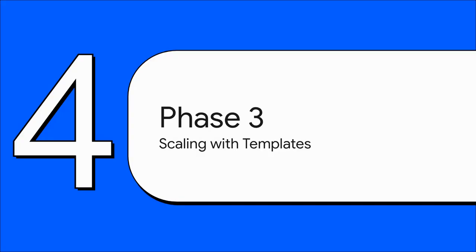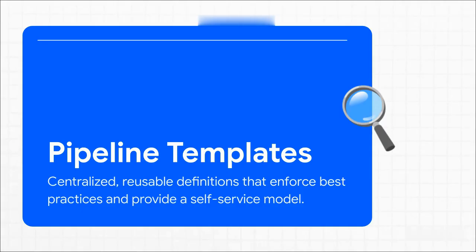Okay, so you've built safe, reliable pipelines. What's next? The final phase is all about scaling that success across your entire organization. It's about turning what you've done into a true, reusable platform. The key technology that unlocks this is pipeline templates. So instead of every single team building their pipeline from scratch, you provide these centralized, reusable templates. They enforce all your security rules and quality best practices, while at the same time giving developers a really simple, self-service way to get their code deployed.